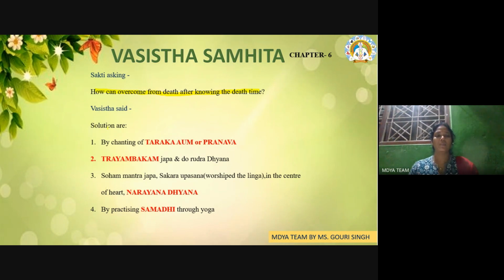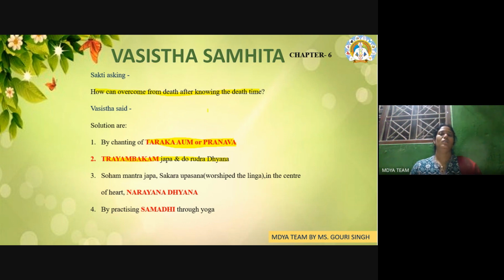The first one is by chanting of Tarak Om and Pranava. Properly, in the dhyana state, you have to do it, which means your senses should be controlled and your mind should be controlled. Then you need to chant the Tarak Om mantra, and also do the Tryambakam Japa and the Rudra Dhyana. That also will help you overcome death.